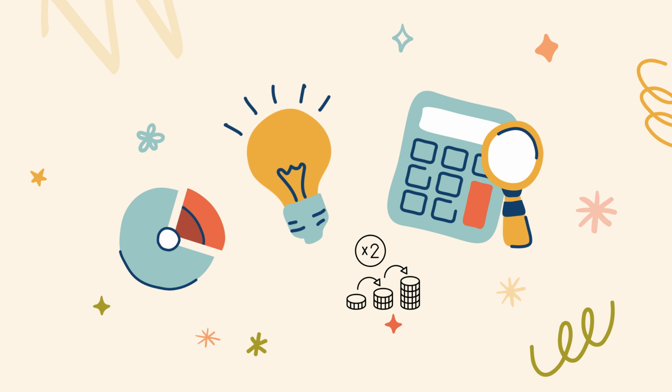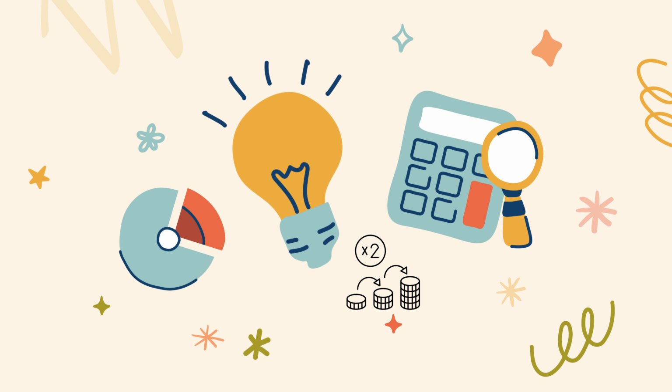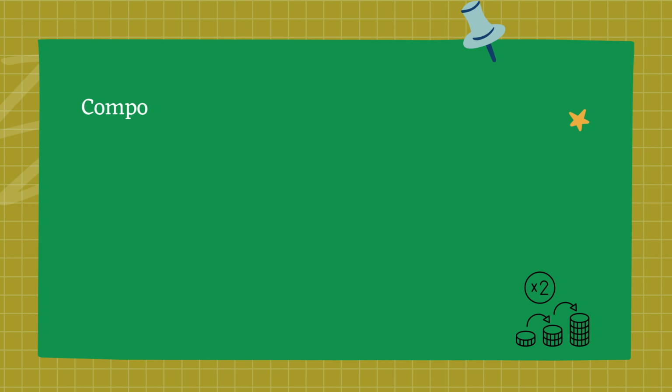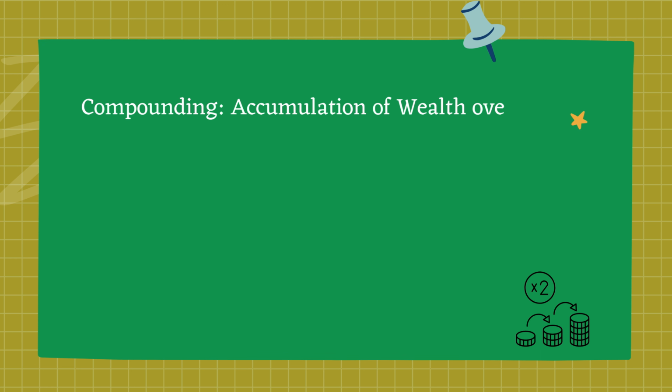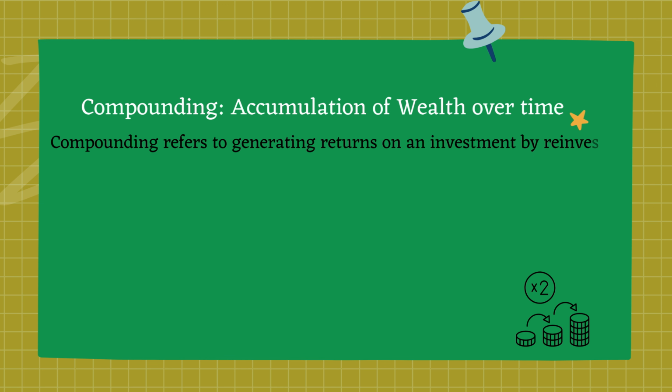Let us bring our attention to the third term of the day, which is compounding. Basically, compounding means accumulation of wealth over time. Who does not like adding wealth? But it's critical to know how and when you do it. In simple terms, compounding refers to generating returns on an investment by reinvesting those returns. This growth in investment helps to increase wealth and achieve financial goals steadily.